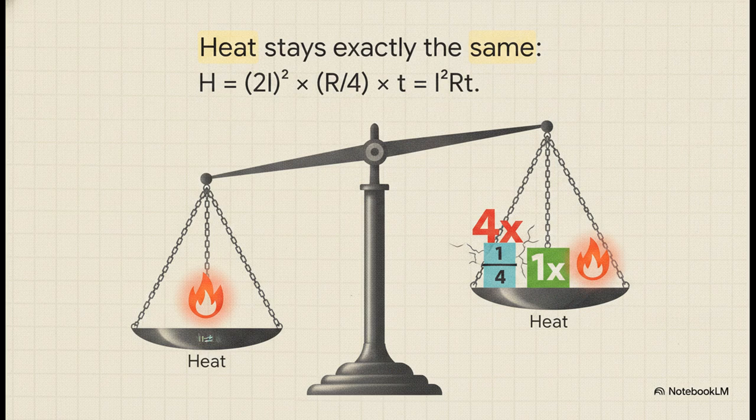Let's break down the math. The formula for heat is I squared RT. When you double the current to 2I, you have to square that whole thing, which gives you 4 times I squared. That 4x multiplier perfectly cancels out the divided resistance of R over 4. 4 divided by 4 is 1, right? Leaving you right back at your exact original amount of heat.